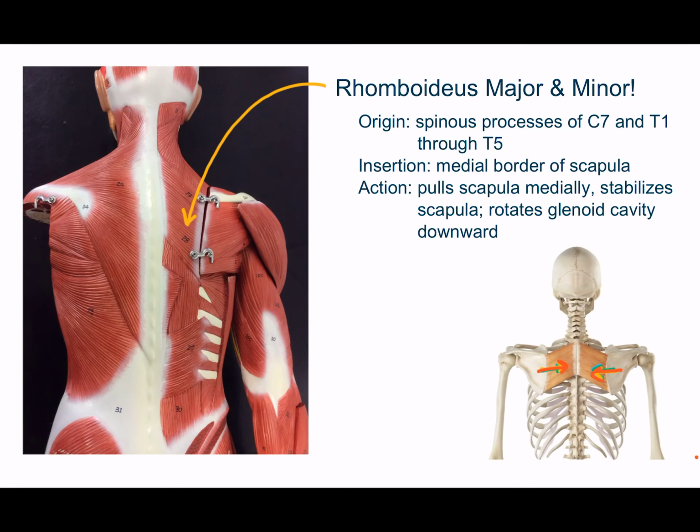Then there's the rhomboideus, major and minor. It originates at the spinous processes of C7 and T1 through T5. It inserts at the medial border of the scapula, so you can see that better on the skeletal model. Its action is to pull the scapula medially, stabilize the scapula, and rotate the glenoid cavity downward.